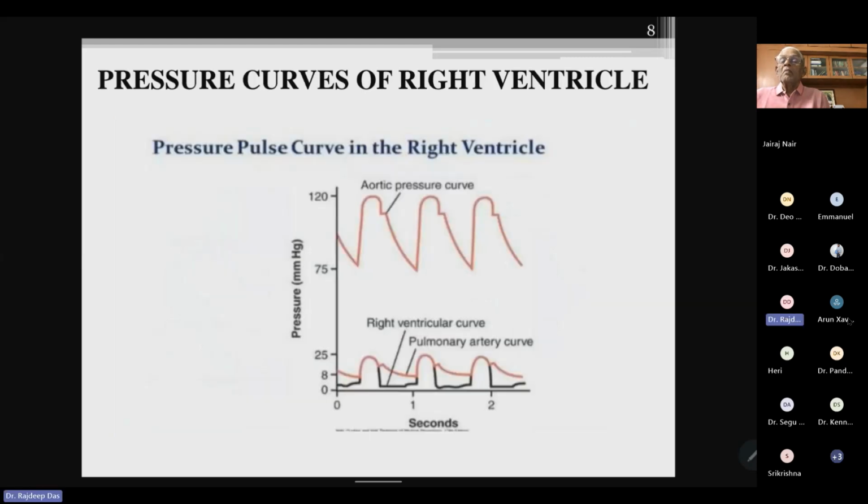Likewise, the pressure curves of the right side of the heart, the right ventricle and pulmonary artery pressure tracing. If we trace it with time on the x-axis and pressure on the y-axis, we can get the aortic pressure curve, right ventricular curve, and pulmonary artery curve, and compare according to the pressure time curve.